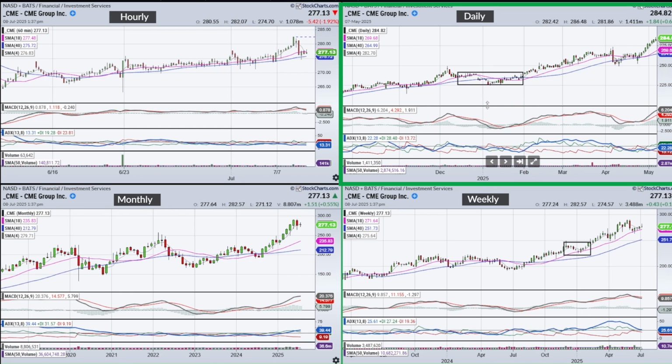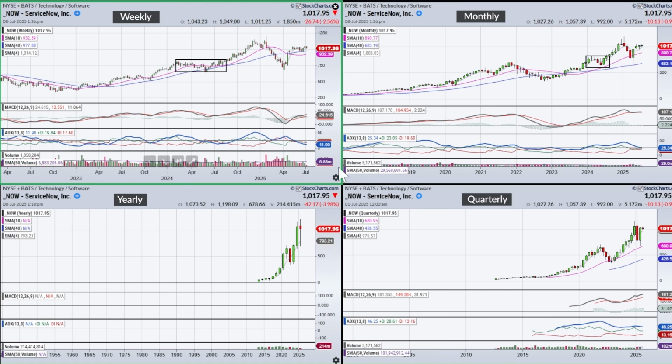Now, I've talked about this in the past, but let's just start looking at this, and I want to show you a number of examples that have shown up recently. What we've got is a yearly chart in the bottom left, in the bottom right we've got a quarterly, and then we've got a monthly in the upper right and a weekly in the upper left. Now, I've boxed this out.